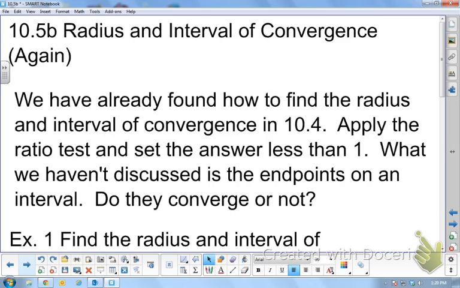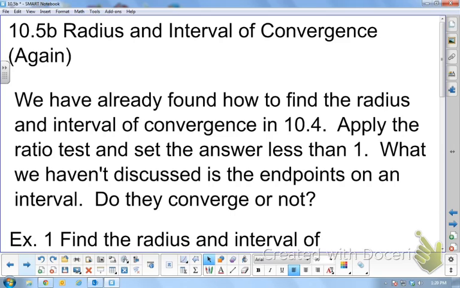We always had our interval with less than symbols, never a less than or equal to. Now we're going to see, is it possible for us to have equal to symbols as well, and not just less than, like we always had negative 10 is less than x is less than 1. But it's possible maybe we have negative 10 is less than or equal to x is less than 1. Or negative 10 is less than or equal to x is less than or equal to 1.